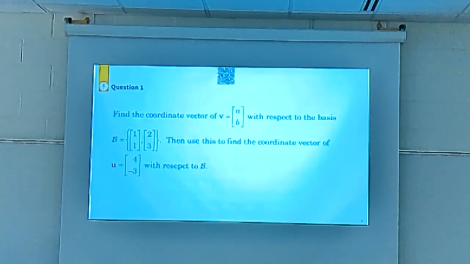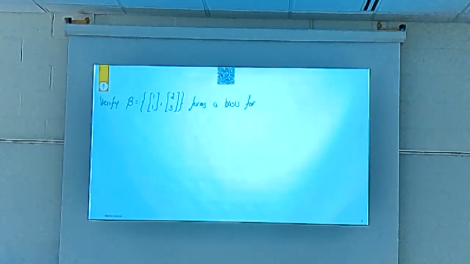What vector space are we working in? What do you think? Should be pretty obvious. R2. R2, right? So let's just first verify that this actually is a basis. If it's not a basis, then it wouldn't make sense to try and find a coordinate vector.